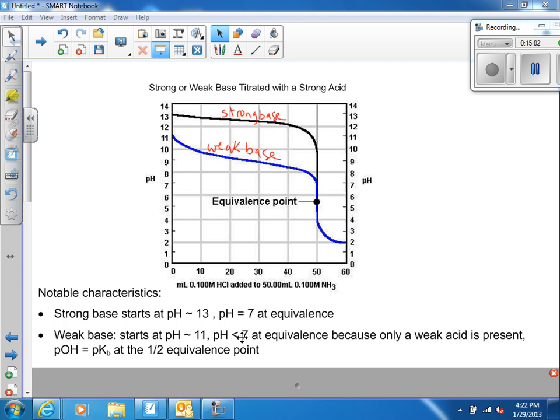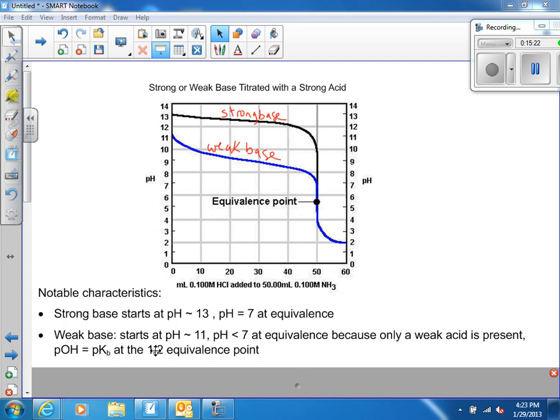And that's because if you have a weak base and a strong acid at equivalence, the strong acid is gone, the weak base is all gone. All you have left is the conjugate weak acid. And if all you have is a weak acid, your pH is going to be acidic, or less than 7.